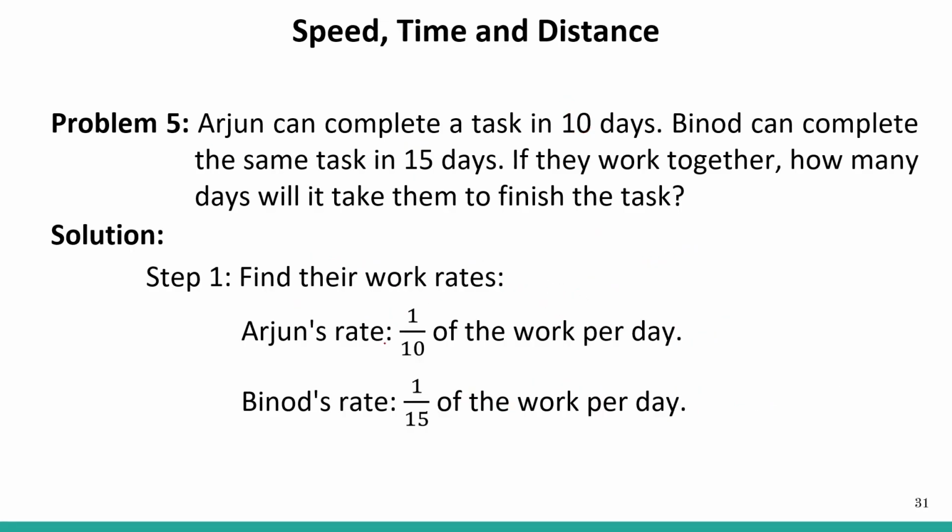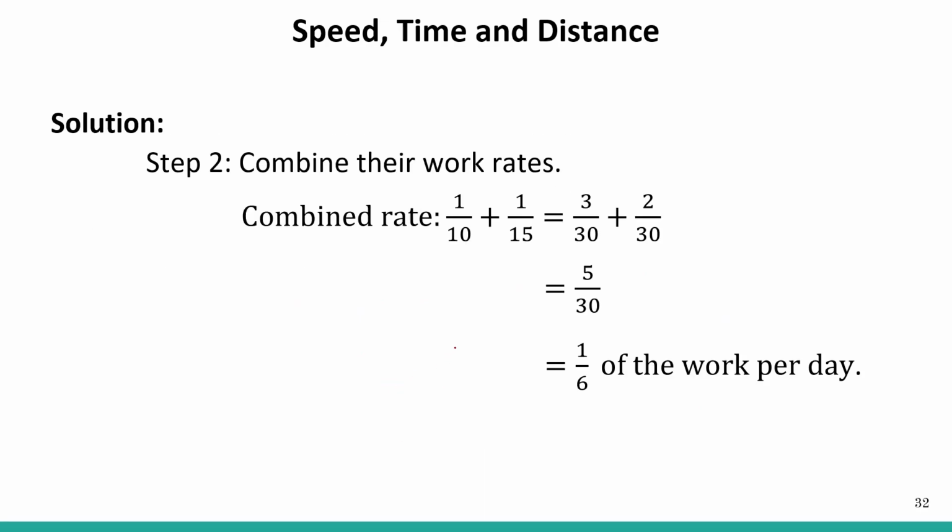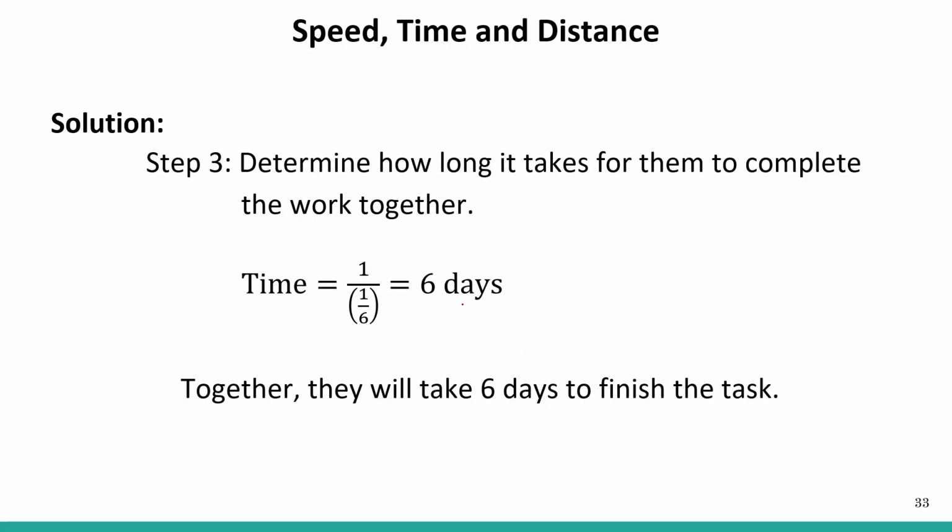Arjun's rate is 1 by 10 of the work per day, and Binod's rate is 5 by 30, that is 1 by 6th of the work per day. So determine how long it will take for them to complete the work together. So time will be 1 by 1 by 6, that is the reciprocal of the combined work rate, that is 6 days. So if they work together, then they will take 6 days to finish that task.